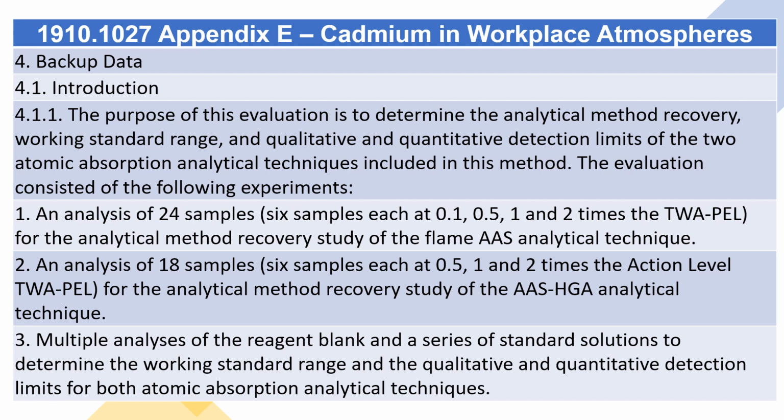1. An analysis of 24 samples, 6 samples each at 0.1, 0.5, 1 and 2 times the TWAPL, for the analytical method recovery study of the flame AAS analytical technique. 2. An analysis of 18 samples, 6 samples each at 0.5, 1 and 2 times the action level TWAPL, for the analytical method recovery study of the AAS-HGA analytical technique. 3. Multiple analyses of the reagent blank and a series of standard solutions to determine the working standard range and the qualitative and quantitative detection limits for both atomic absorption analytical techniques.